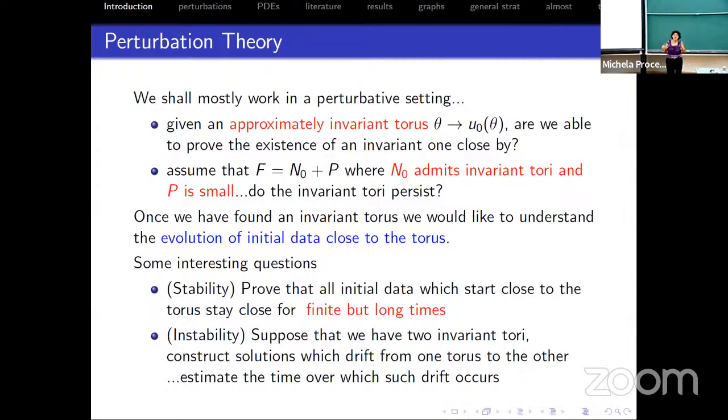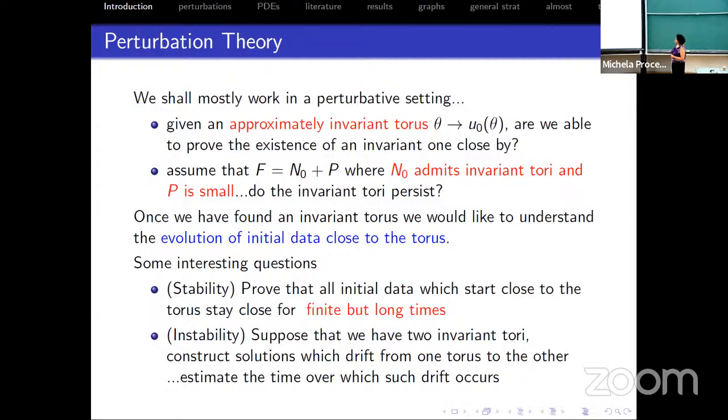Which of them survive when I add the perturbation? And once you've done that, you might want to know what happens nearby, because after all, I might be able only to find a few invariant tori, but if I can thicken them and find information on a neighborhood, that might be more interesting.